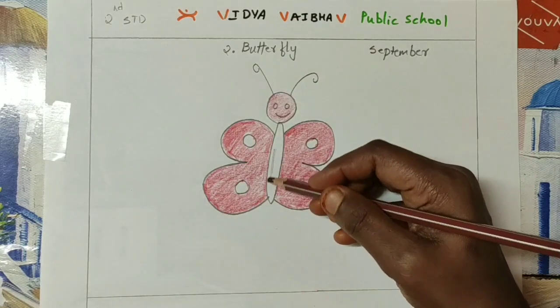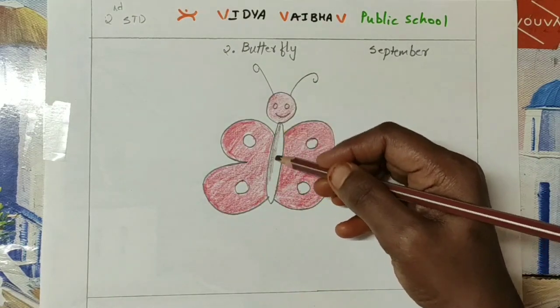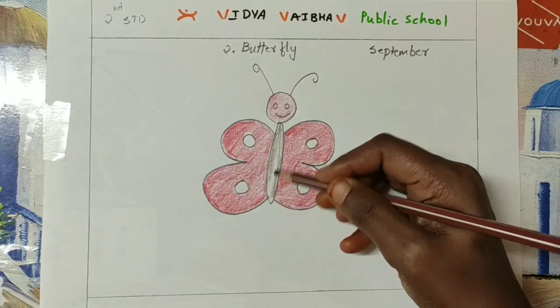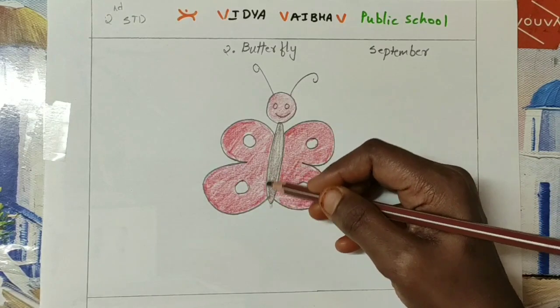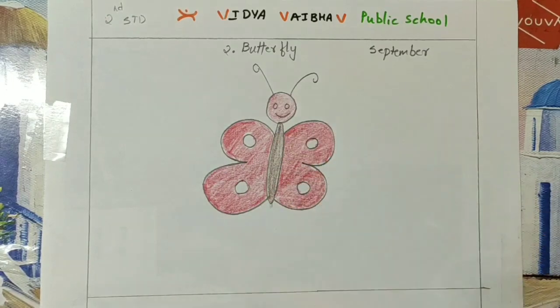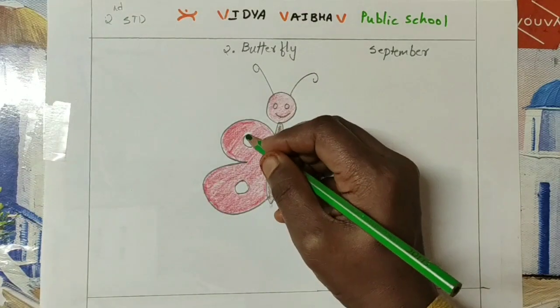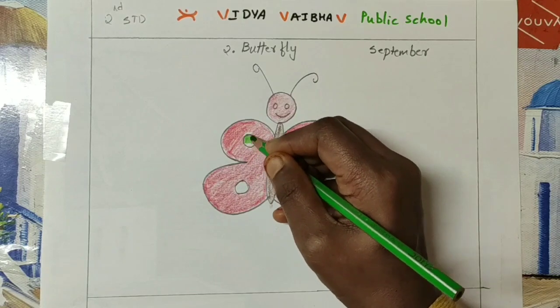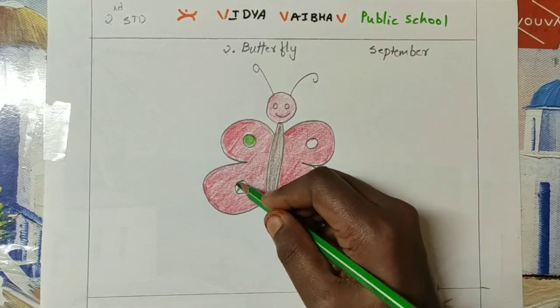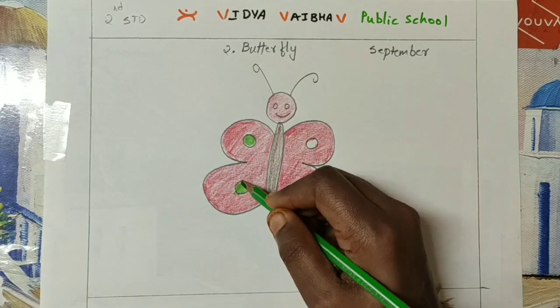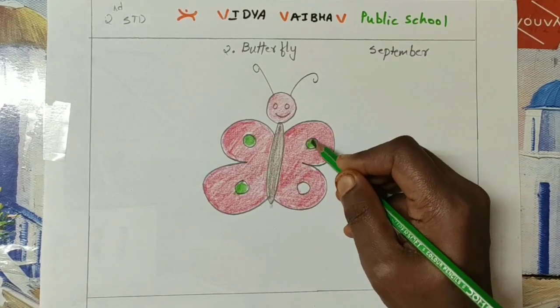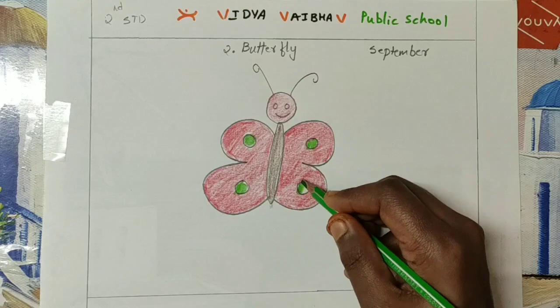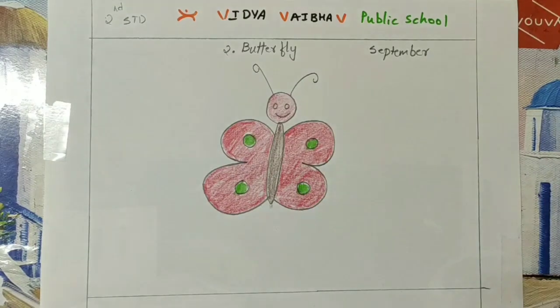And then for the body of the butterfly, which color am I using? Yes, it's a brown color. You should color it brown. And for the circles I'm using a green, light green color. Yes, butterfly is ready.